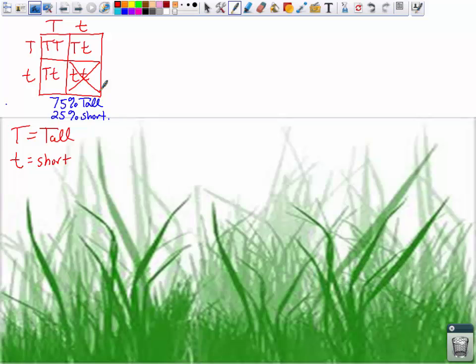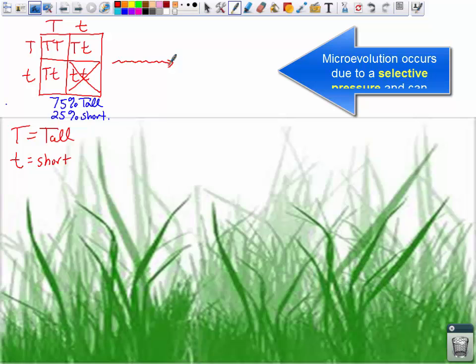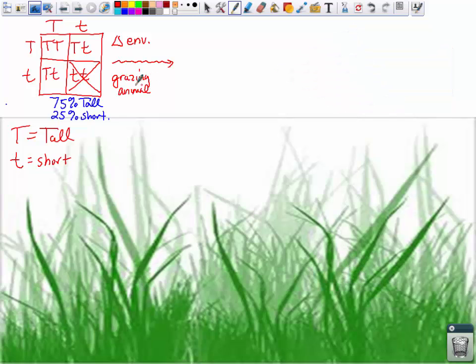Let's see what happens if we add a selective pressure. Let's say we have a change in the environment, and our change in the environment is going to be a grazing animal. Let's say we have a cow in a field that is now going to become the selective pressure here. Where tall used to be the advantage, now the cow finds it easier to get to. The cow doesn't have to bend as far. It's going to eat the tall grass first. So let's see what happens.